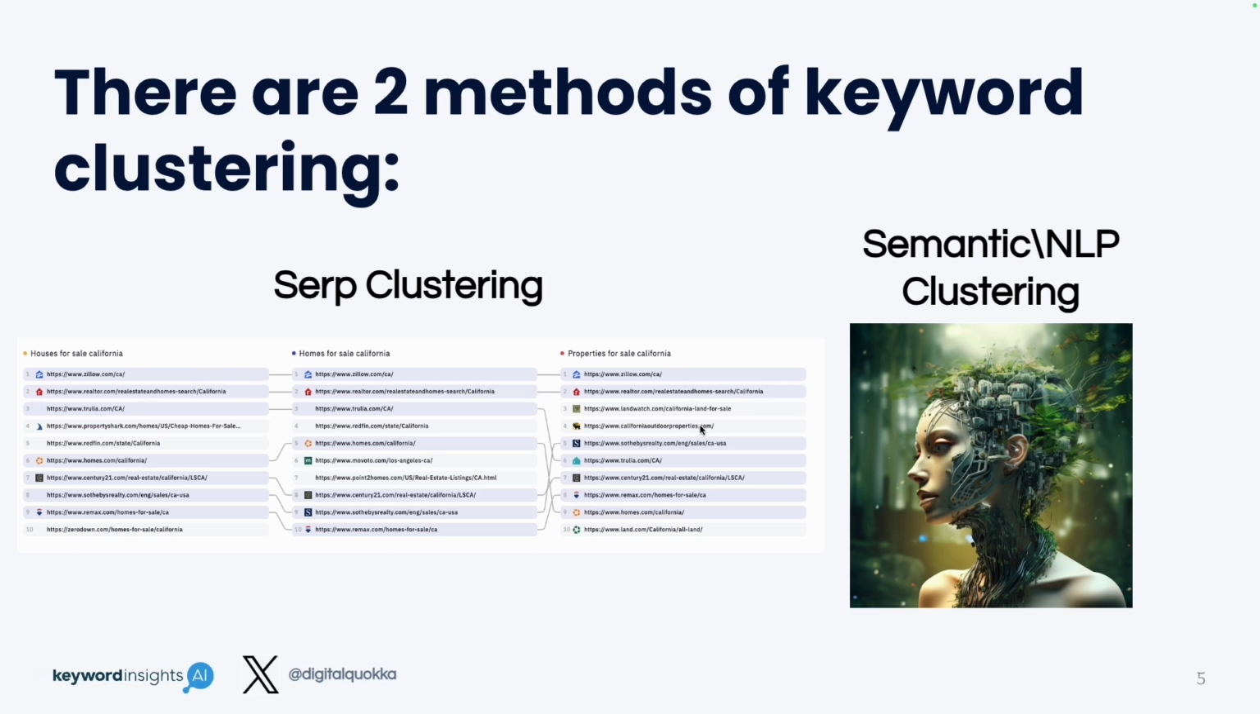They're grouping them together. Now, semantic or NLP clustering, natural language processing clustering, is where an algorithm or a large language model is grouping keywords together based on what it thinks is similar.